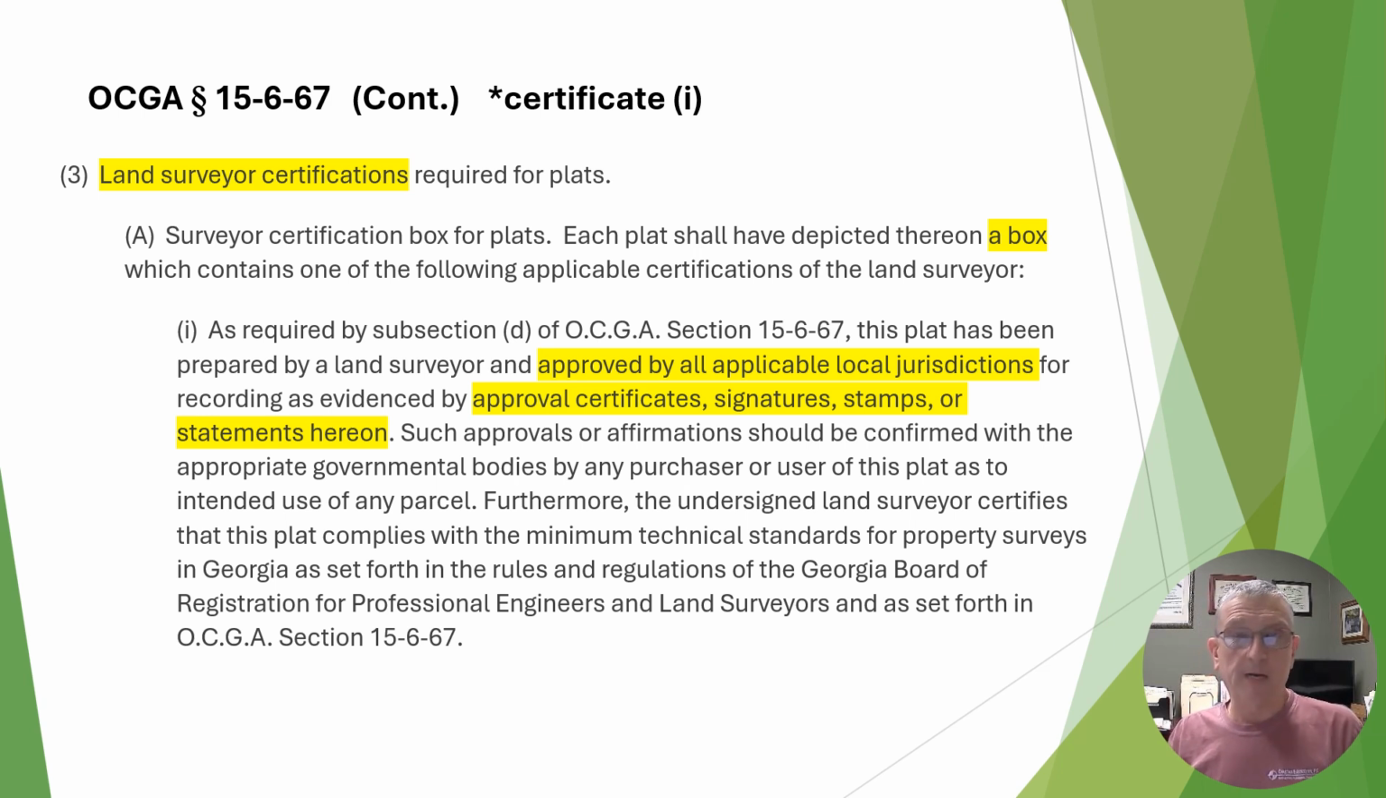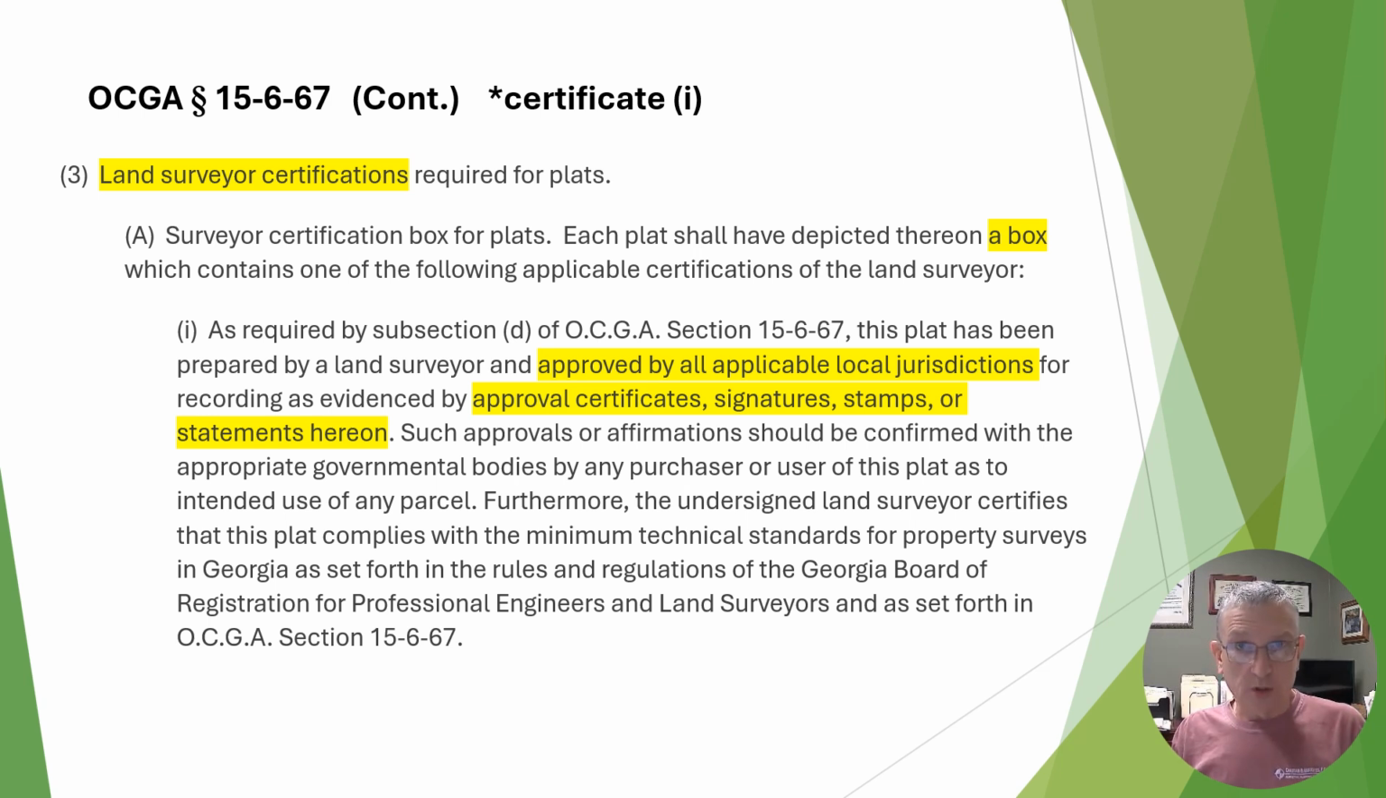So it has to be in a box. It can't just be text thrown out in the plat. The clerks wanted it drawn in a box so they could know where to look. So they look at the certification, they look at the stamp, they look at the signature, and they know it's either okay to record or not. That is at least the design. The function varies from county to county.